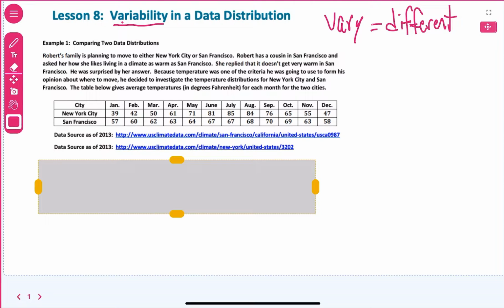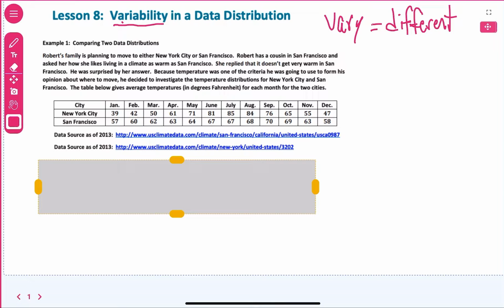Robert's family is planning to move to either New York City or San Francisco. Robert has a cousin in San Francisco and asked her how she likes living in a climate as warm as San Francisco. She replied that it doesn't get very warm in San Francisco. He was surprised by her answer because temperature was one of the criteria he was going to use to form his opinion about where to move. He decided to investigate the temperature distribution of New York City and San Francisco.